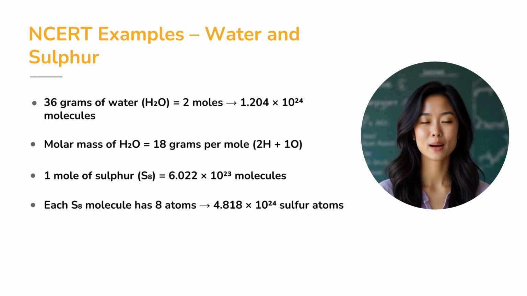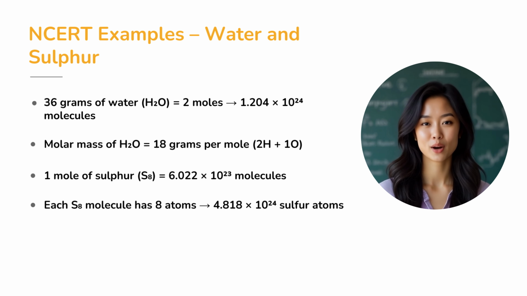Here's another example to bring the mole concept to life. The question is, how many atoms are present in 1 mole of sulfur molecules, written as S8? Step 1. 1 mole of S8 contains 6.022 times 10 to the power 23 molecules. Step 2. Each molecule of S8 contains 8 sulfur atoms.